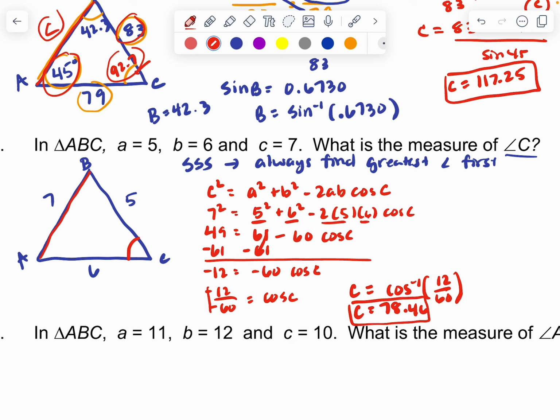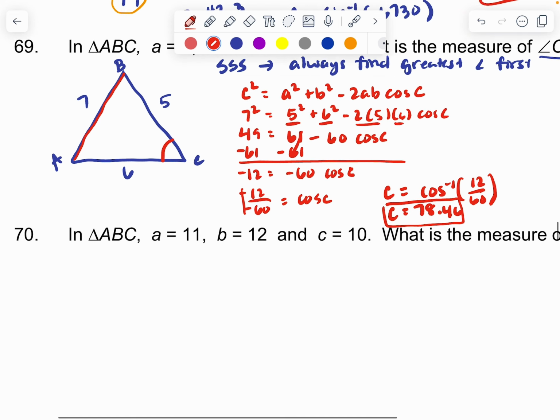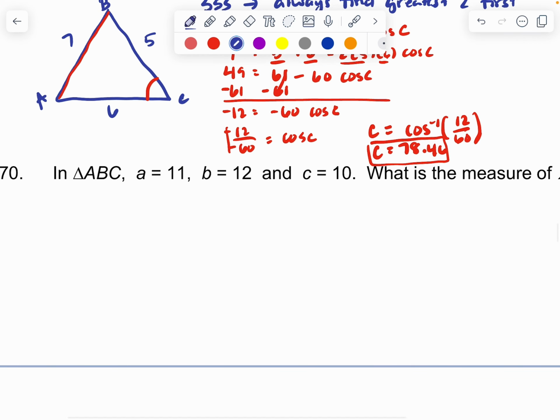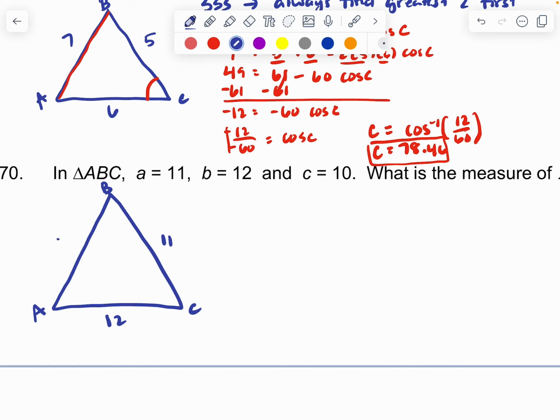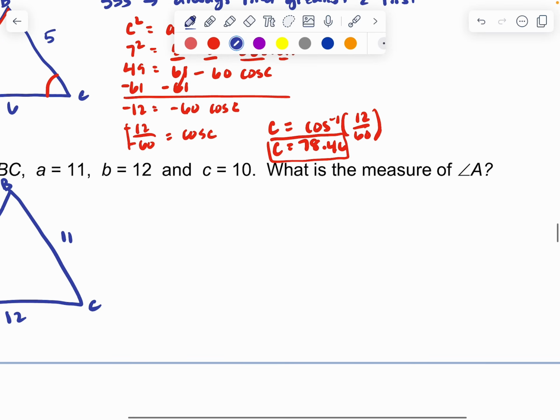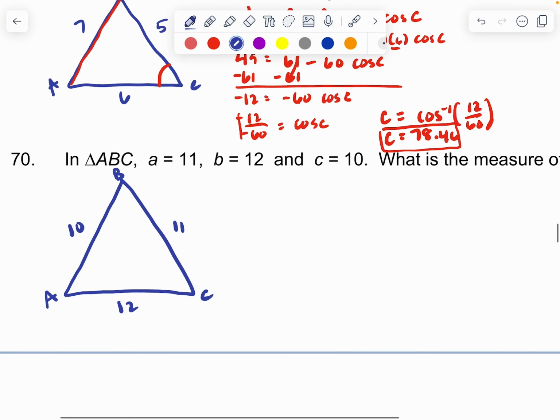Okay. All right, let's look at number 70. Same question, but kind of a cruel version of it. Okay, you have ABC. It says A is 11, B is 12, C is 10. Now it says, what is the measure of angle A? Okay, it seems like it's asking the exact same question, except you guys, it's still a side-side-side triangle, and we have to find the biggest angle first, just to make sure. And you guys, angle A is not the biggest angle. Actually, angle B is the biggest angle because it's opposite the 12.